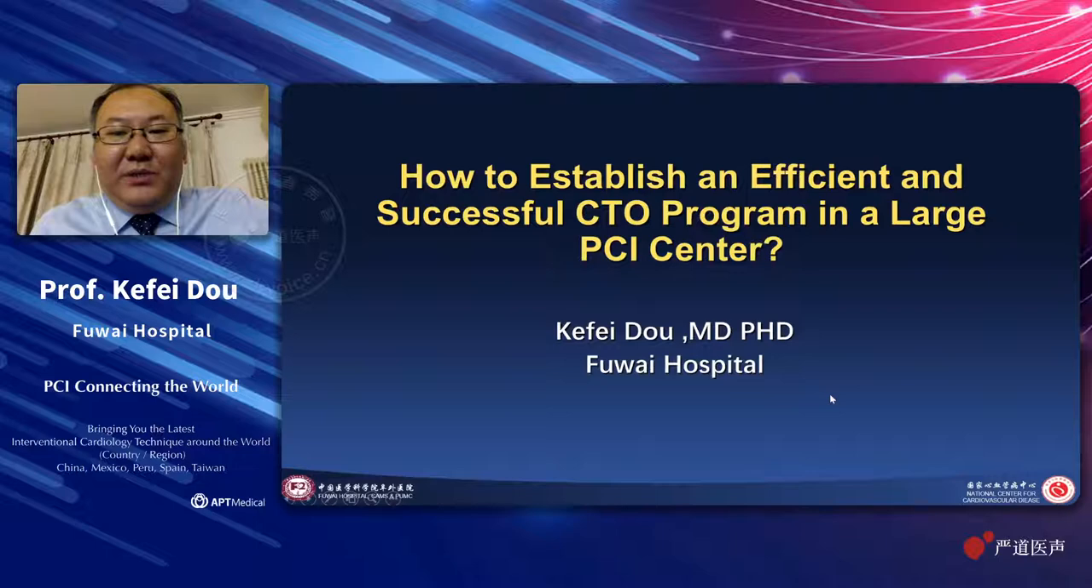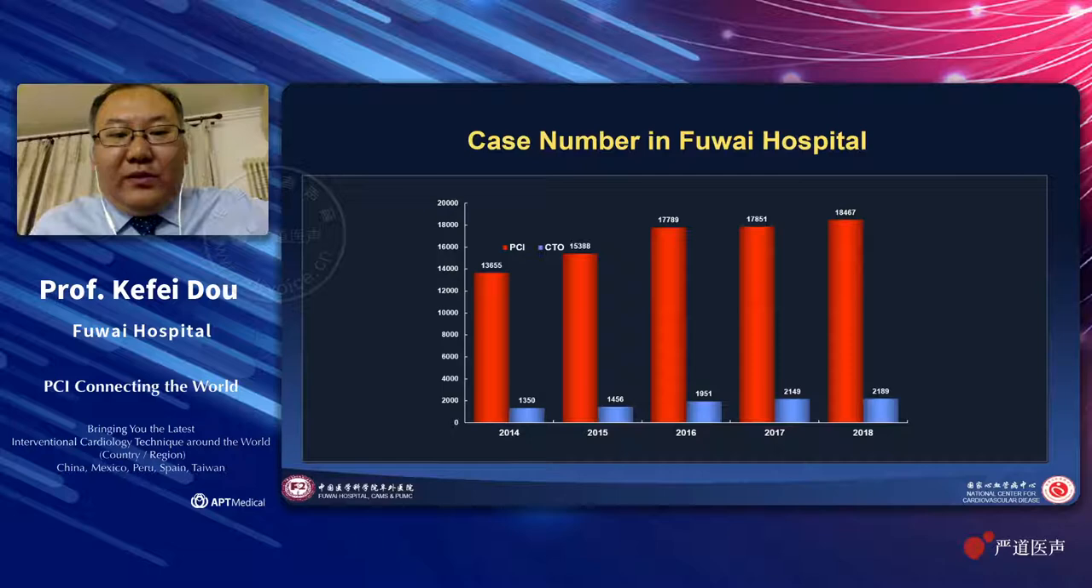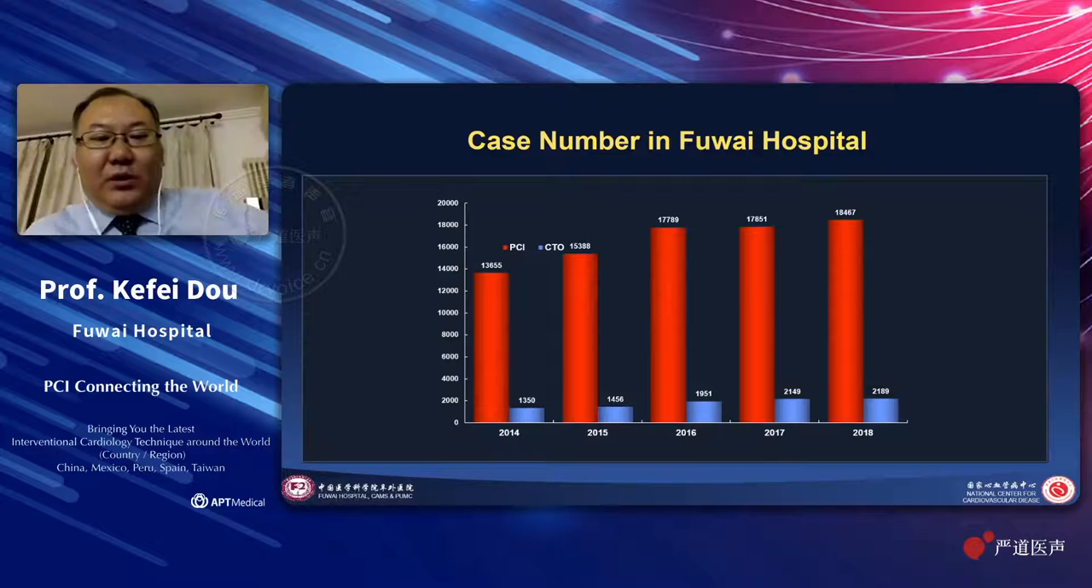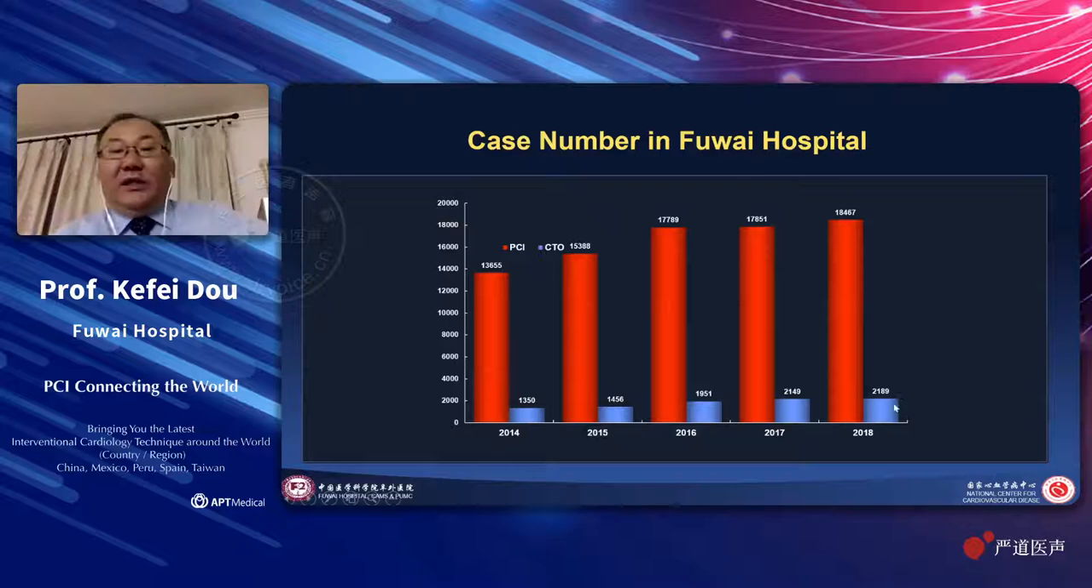First, I will show you the case numbers at Huai Hospital. From 6 years ago, the yearly case number at Huai Hospital has been approximately 15,000 every year. And the CTO cases increased every year. In 2018, the CTO case number was 2,189 at Huai Hospital. We can see that the case number increased every year.